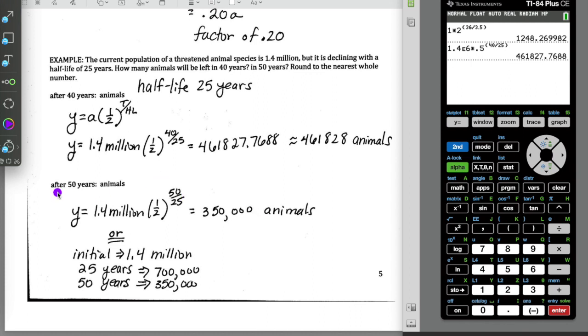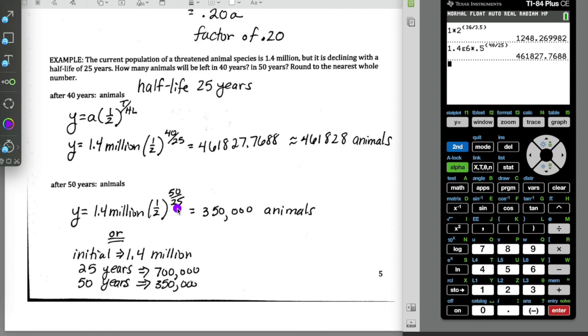Now, for this one here, we're going to do the same thing, but now we're using 50 years. So the same exact formula, but we're plugging in 50 here instead of 40. When we work that out on the calculator, we're going to have 350,000 animals. Now, if you notice, 50 is divisible by 25. So I have 25 and then 25 to make 50.